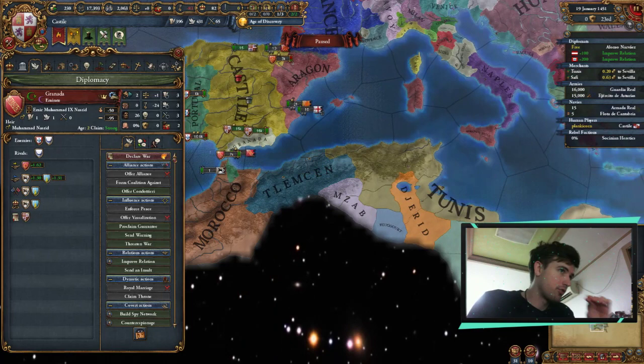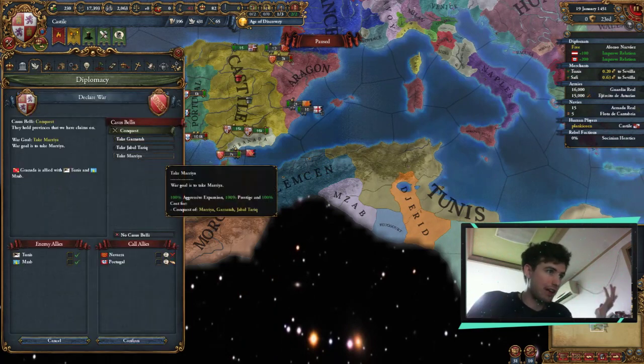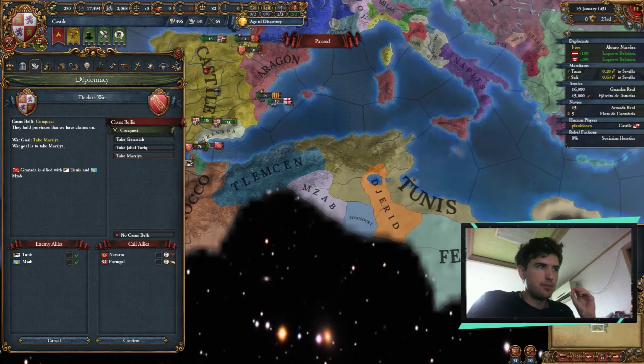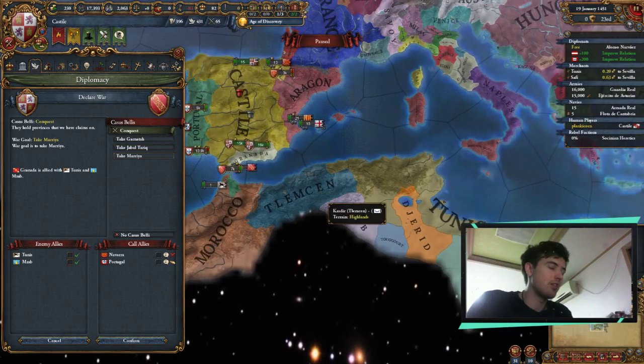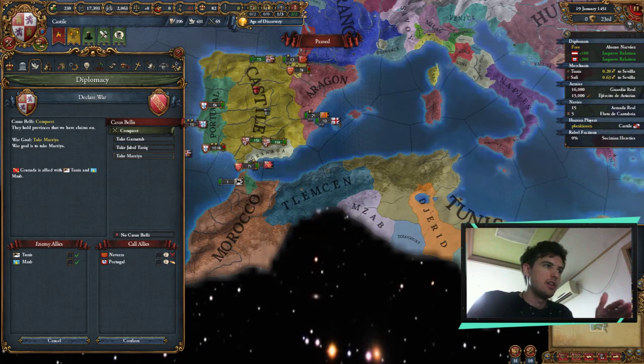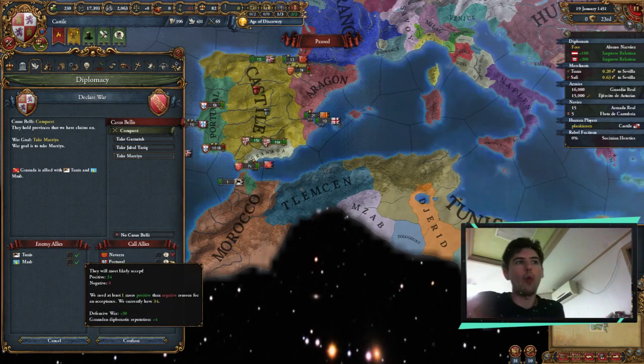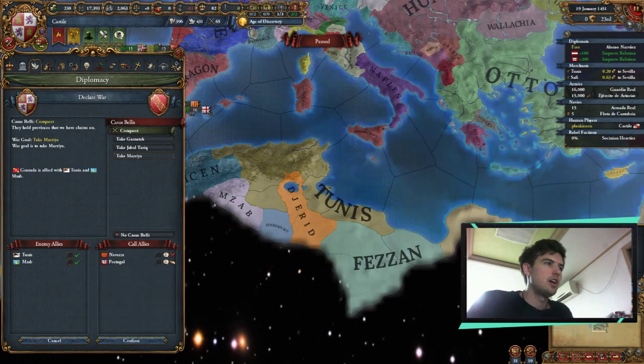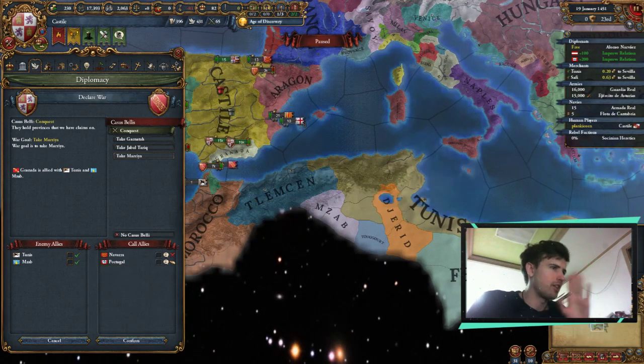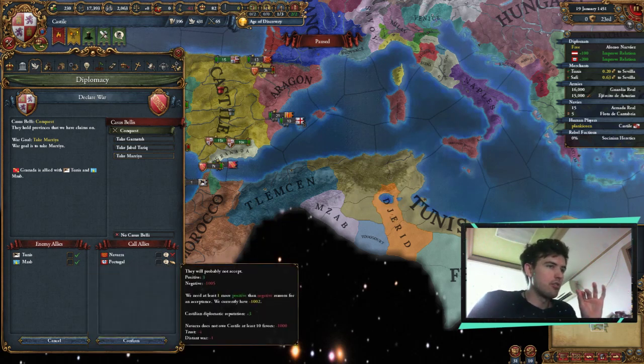And the reason for declaring a co-belligerent, you might think, well, why would I do that? There's more people in the war. The reason you would do that is if you wanted to take a lot of land from both people. If they're not a co-belligerent, then it's twice as expensive to take land from them. If they are a co-belligerent, it just acts as if you're declaring war on both of them at the same time. And so it's just a normal cost to take land from them or anything from them, really. But we don't need to take any land from Tunis right now, so we're not going to declare anybody a co-belligerent.